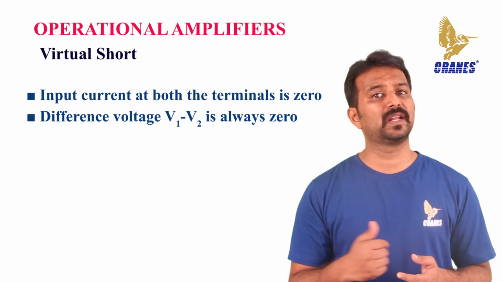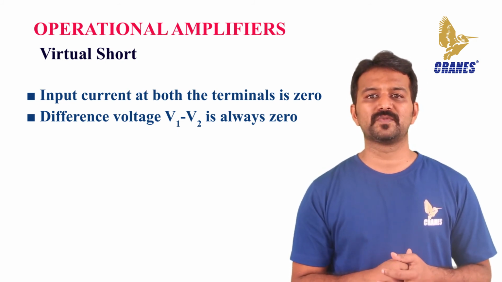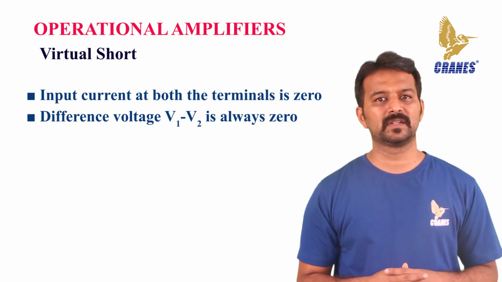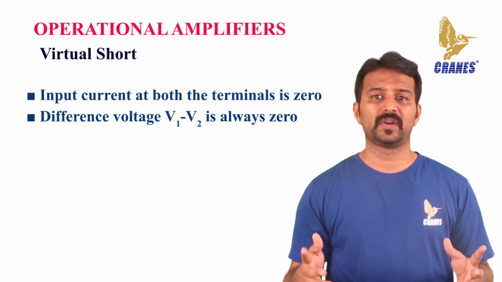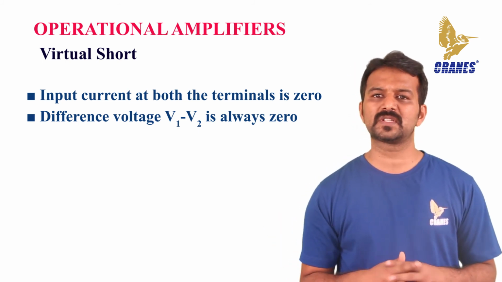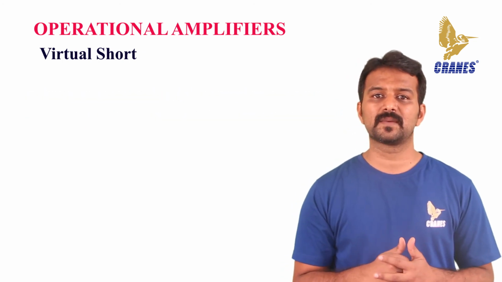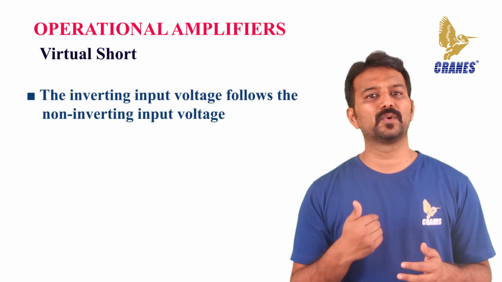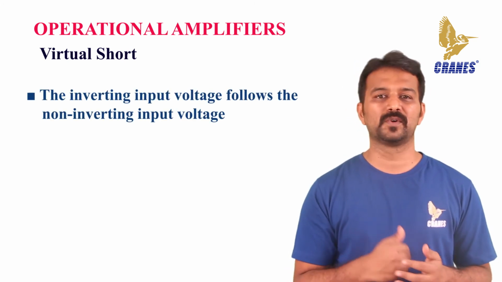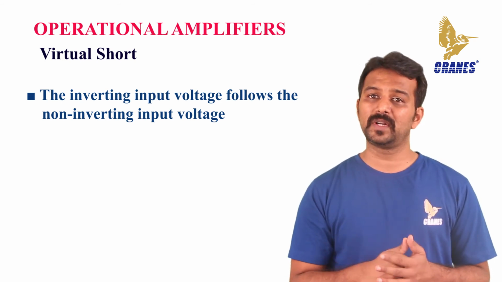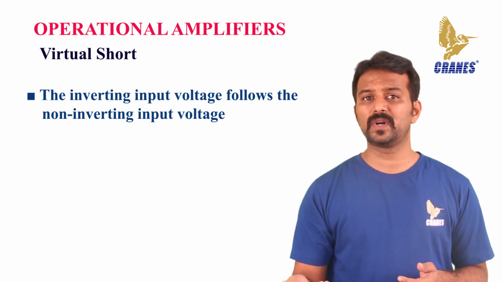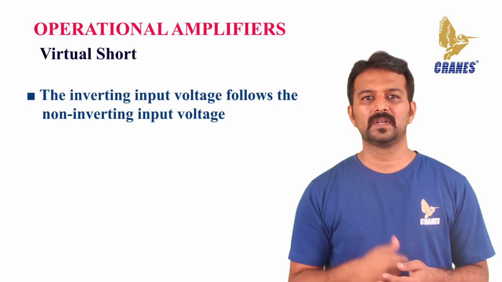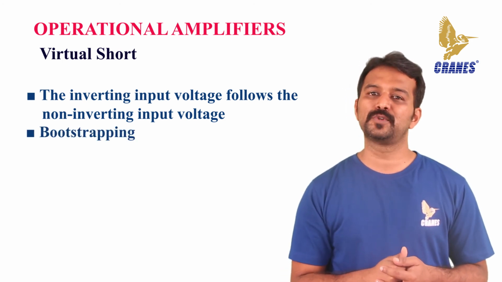Although virtual short is an ideal approximation, it gives accurate values when used with heavy negative feedback. As long as the op-amp is operating in the linear region and not in saturation, the open loop voltage gain approaches infinity and a virtual short exists between the two input terminals. Because of the virtual short, the inverting input voltage follows the non-inverting input voltage. If the non-inverting input voltage increases or decreases, the inverting input voltage immediately increases or decreases to the same value. This action is often referred to as bootstrapping.